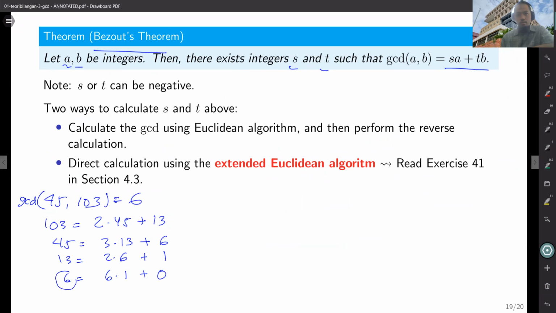Yeah, this one. So the GCD. Not 6, sorry. This is wrong. What I meant is not 6, but it is 1. Sorry about that. Should be this one. So it should be 1. So what's next? So let's write 1 is what?